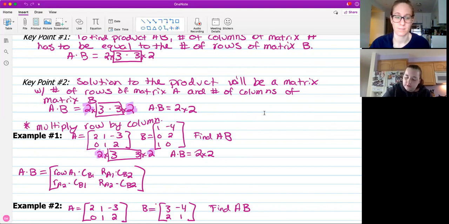So to fill in pieces here, let's do that first piece: row A1 times column B1. You're going to multiply corresponding elements, so the first one in row A is going to be multiplied by the first one in column B. So we're going to have 2 times 1, and then you're just going to add each piece together. Then we're going to have 1 times 0 plus 1 times -3. And that's going to equal -1.